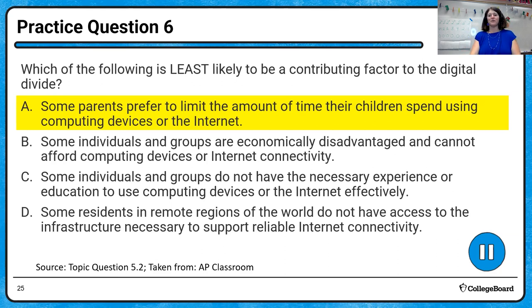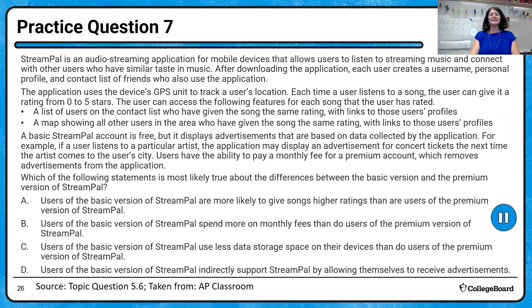One more practice question before we touch on the Create PT tip of the day. This one's a long one, I know. We'll talk about the specific parts here and look for the bulleted list there. We're talking about an app, StreamPal. StreamPal is an audio streaming application for mobile devices that allows users to listen to streaming music and connect with other users who have similar taste in music. After downloading the application, each user creates a username, personal profile, and contact list of friends who also use the application. The application uses the device's GPS unit to track a user's location. Each time a user listens to a song, the user can give it a rating from 0 to 5 stars.